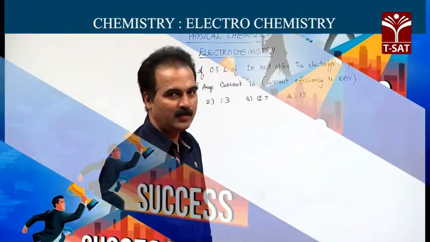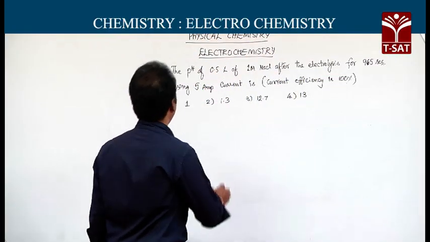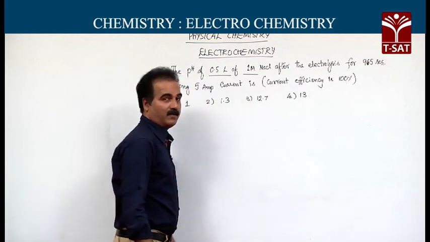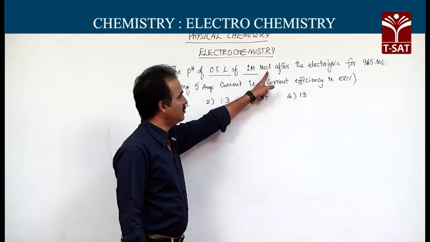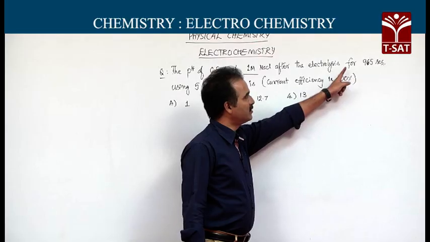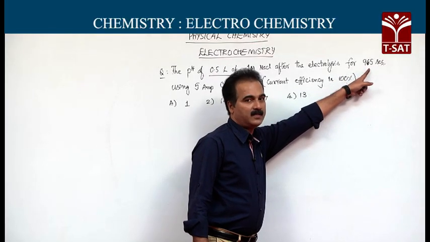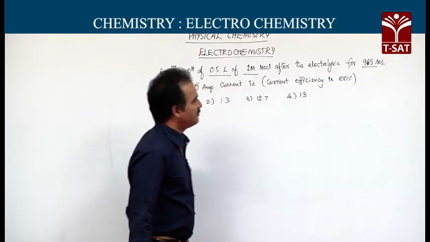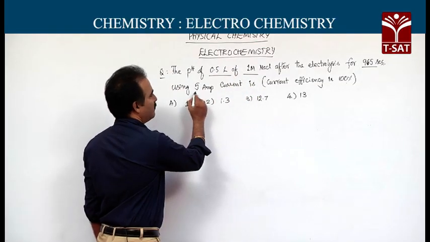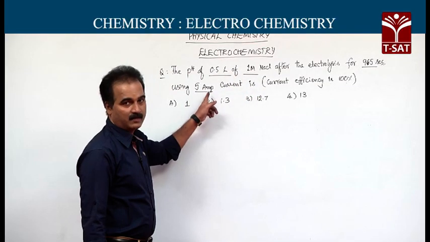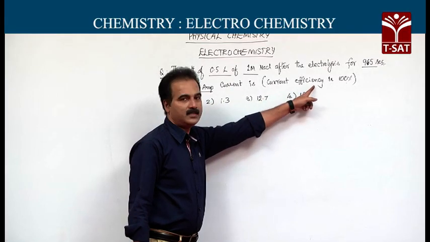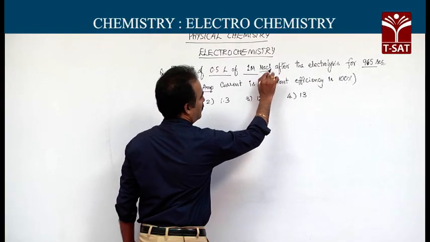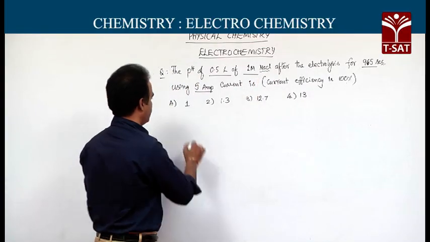Yeah, let us do one more problem on Faraday's laws of electrolysis. So, the pH of 0.5 liters of 1 molar sodium chloride solution after the electrolysis for 965 seconds. So, the duration for electrolysis is 965 seconds and using 5 amperes of current, and the current efficiency is 100%. Now, what are the products of electrolysis? We should understand first.